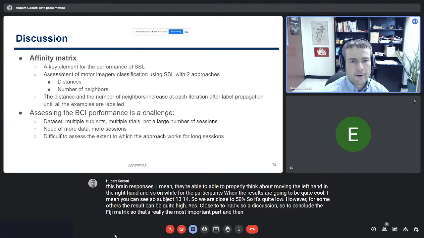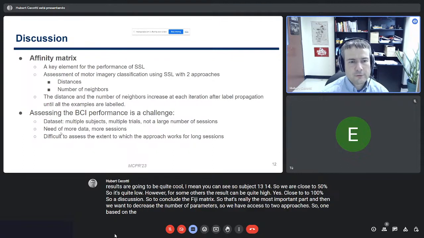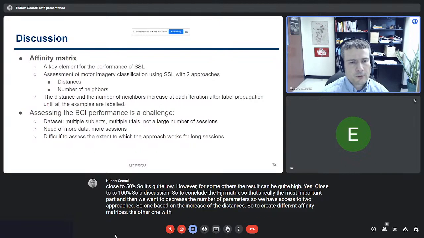And then we want to decrease the number of parameters. So we have assessed two approaches. One based on the increase of the distances, to create different affinity matrices. The other one with an increase of the number of neighbors.